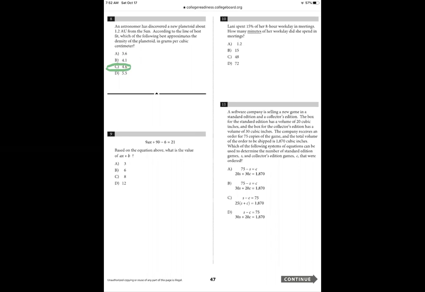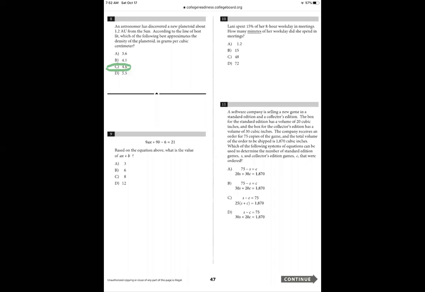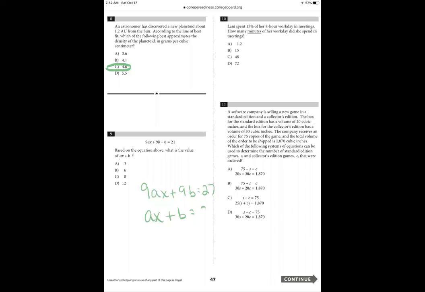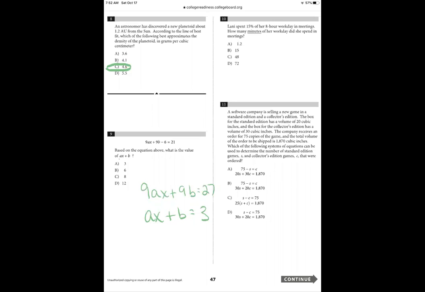For number 9, if we simplify this, we can get all the constants on the right side. So if I add 6 to both sides, that would give me 9ax plus 9b equals 27. And I'm trying to figure out the value of ax plus b. So if I want to get rid of those 9s, I can divide everything in this equation by 9, since everything is divisible by 9, and that will take me to ax plus b equals 3, and that solves it for us. What is the value of ax plus b? It is equal to 3.